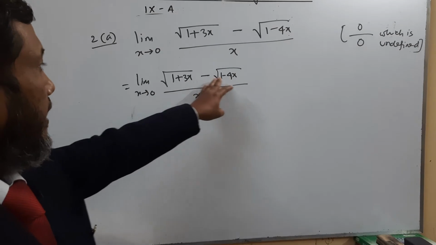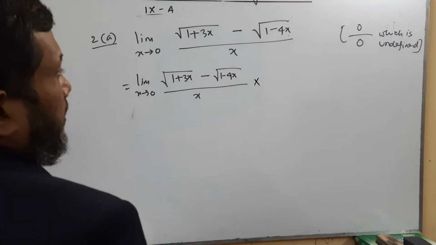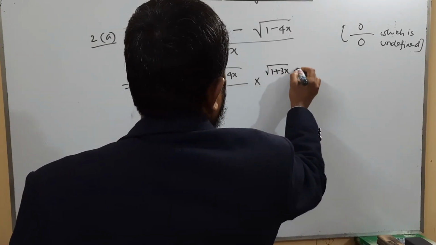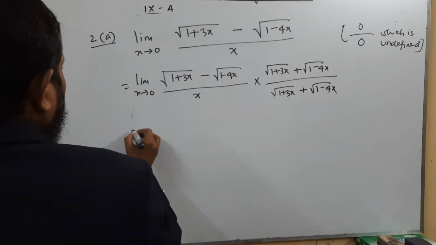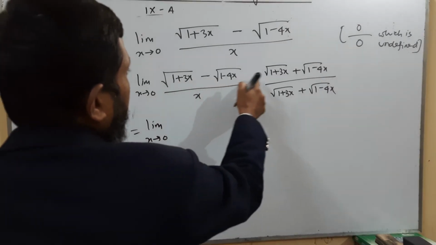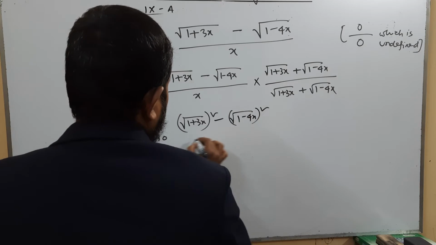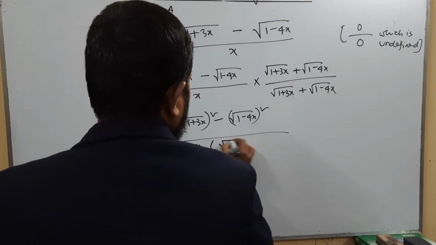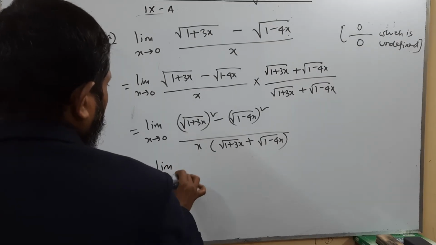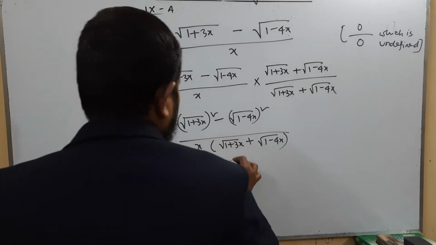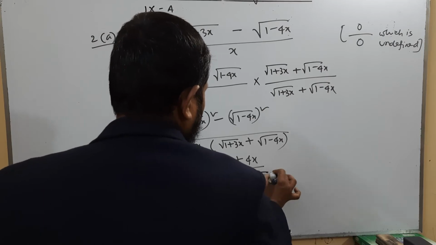Suppose a and b, that is a minus b, we want to make the form a square minus b square. So we multiply numerator and denominator by square root of 1 plus 3x plus square root of 1 minus 4x. Limit x tends to 0, a minus b into a plus b, that is a square minus b square, so 1 plus 3x minus 1 minus 4x, over x times square root of 1 plus 3x plus square root of 1 minus 4x. Limit x tends to 0 of 1 plus 3x minus 1, plus 4x.